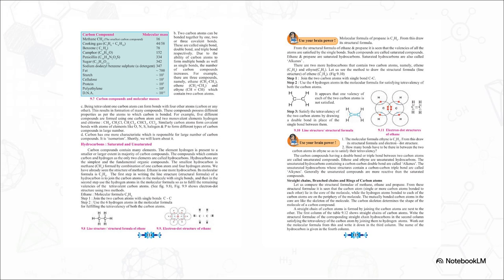Now, kindly observe the vital difference here. On the left, we have ethane, C2H6. Notice that the 2 carbon atoms are joined by a single bond. When all carbon valencies are perfectly satisfied by single bonds, we call it a saturated hydrocarbon or an alkane.